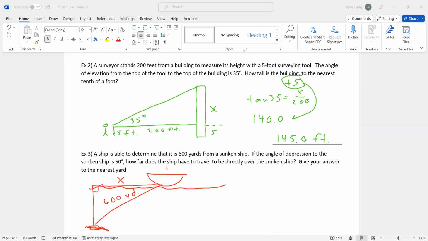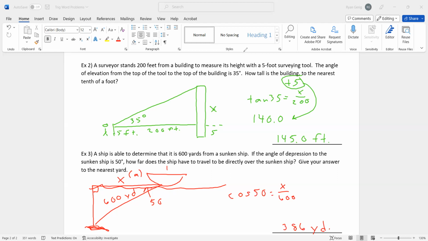The angle of depression is from the horizontal line, which is actually drawn here. So that angle right there is 50, which is actually inside the triangle, which is good. So I've got the hypotenuse is 600, and the adjacent side is x. So it's going to be cosine. So the cosine of 50 equals x over 600. Multiply by 600, I get 385.67. It says to the nearest yard, so 386. It has to go 386 yards to be directly over the sunken ship.